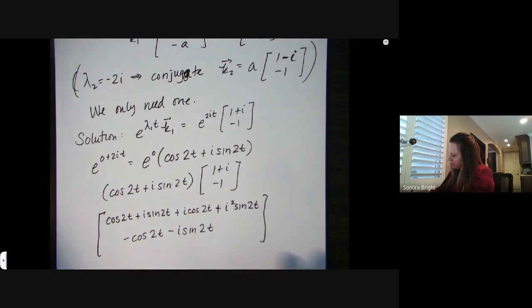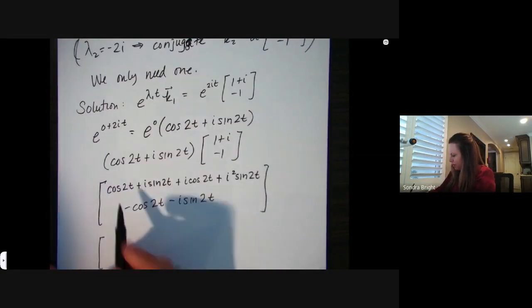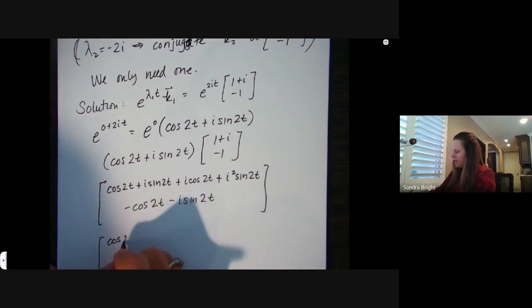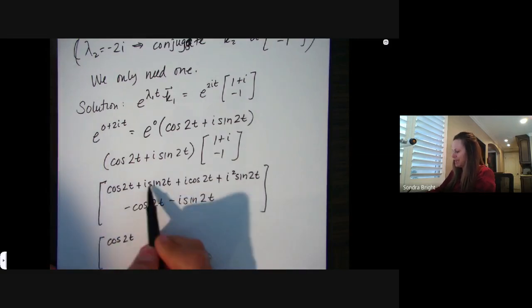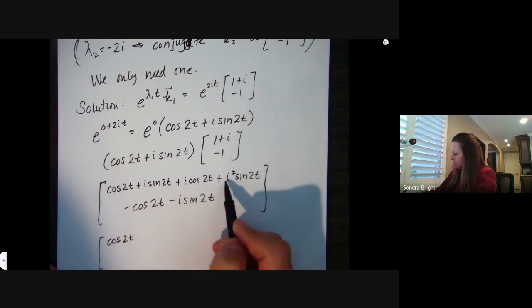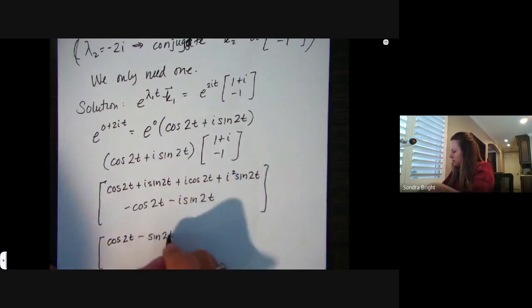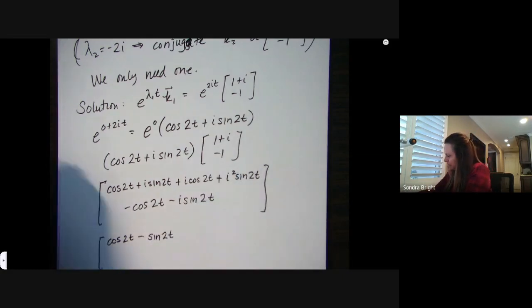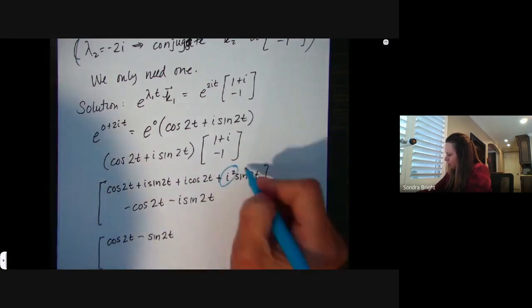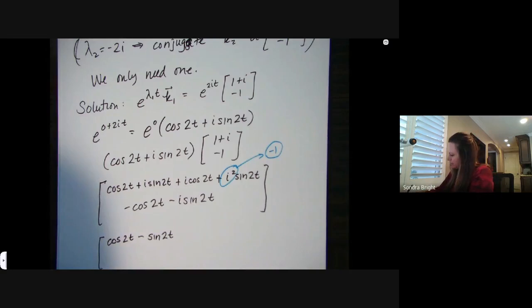So this is equivalent to cosine of 2t as a real part. i is an imaginary part. i squared, though, is -1, so this ends up being a real. This is minus sine of 2t, and that's because i squared is -1, right? So that's the real part.